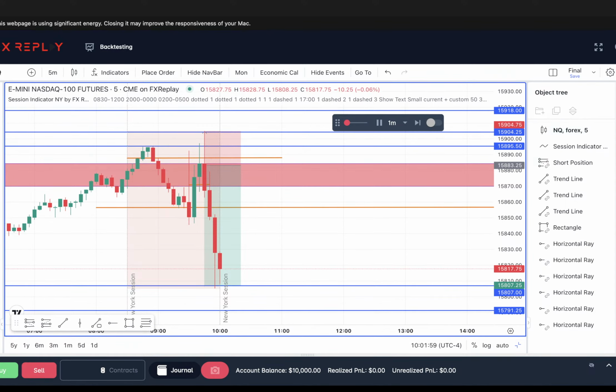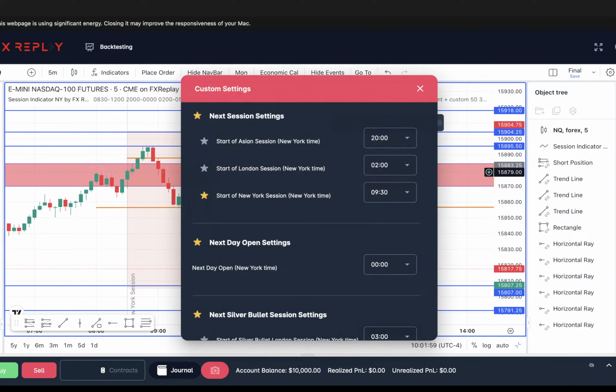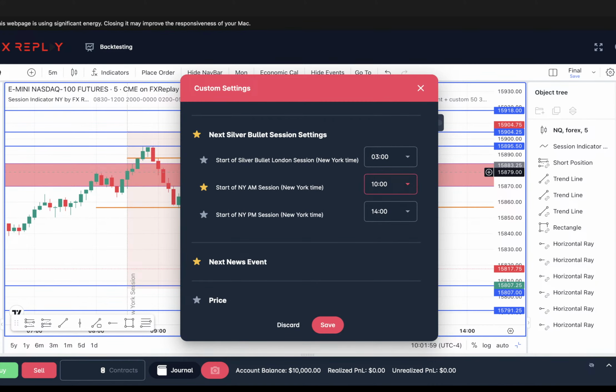Okay, so we're going to go back to switching this to 9:30, and we're going to see how we're going to trade on the 1 minute chart.